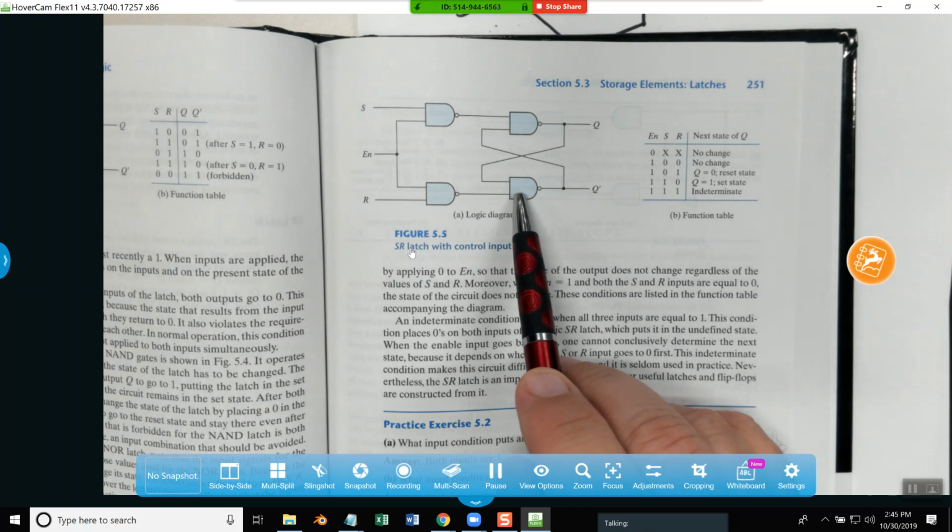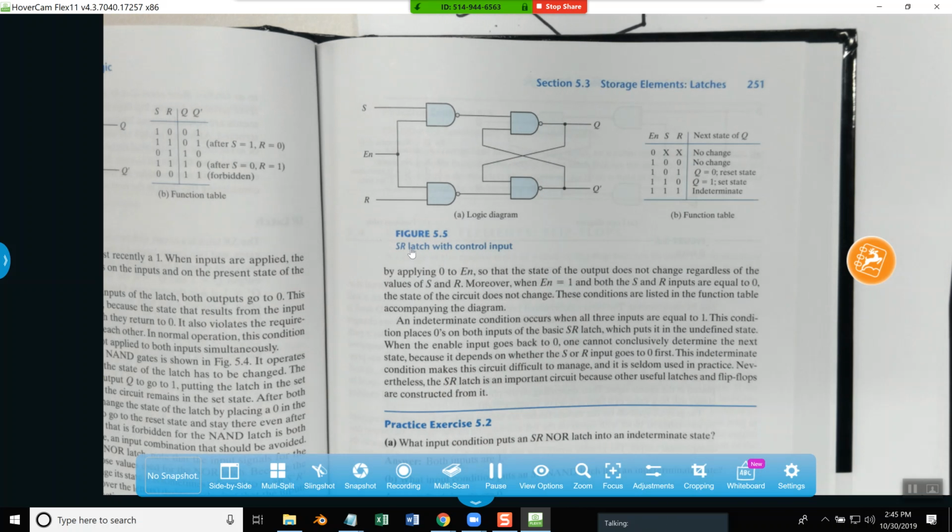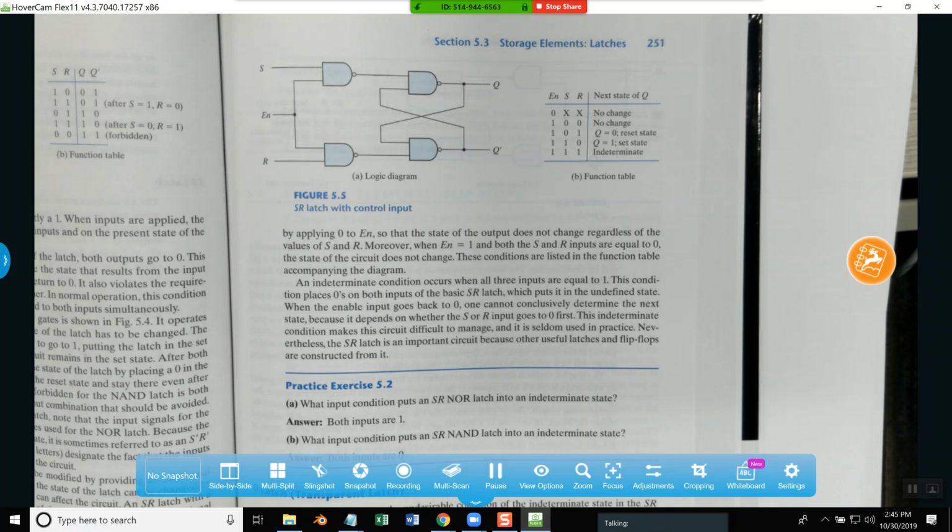That's where I left off. To change to the reset state, the inputs must be S is 0, R is equal to 1, and enable is equal to 1. The set state, I guess this has to be a 1, this has to be a 0 for overdrive. Okay, in either case, when EN returns to 0, the circuit remains in its current state.